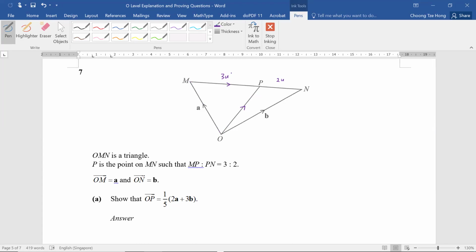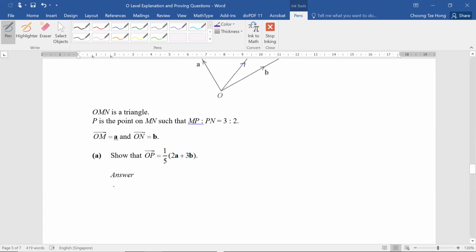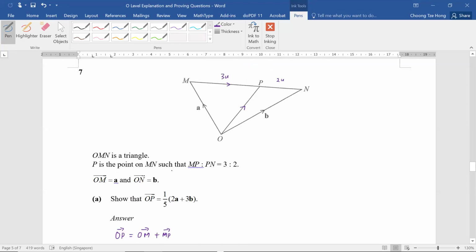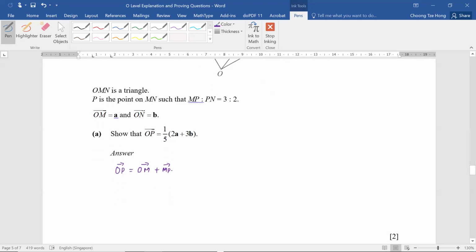So OP will be OM plus MP. Let's write that down: OP equals OM plus MP. You can refer back to the diagram. Let's work based on this. OM we already know is A, so all we need to do is find out what MP is.